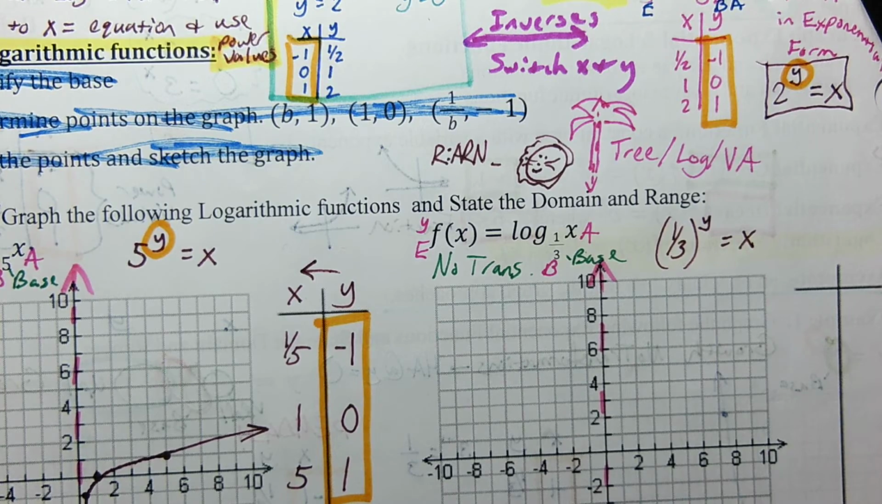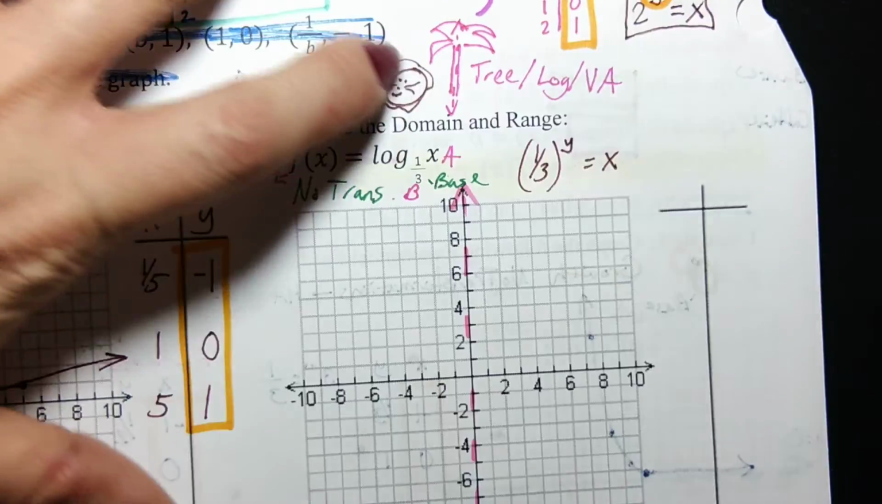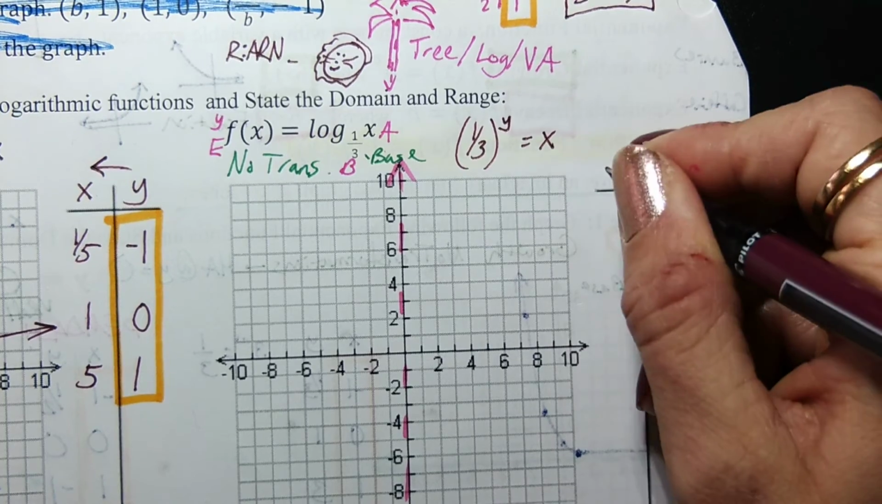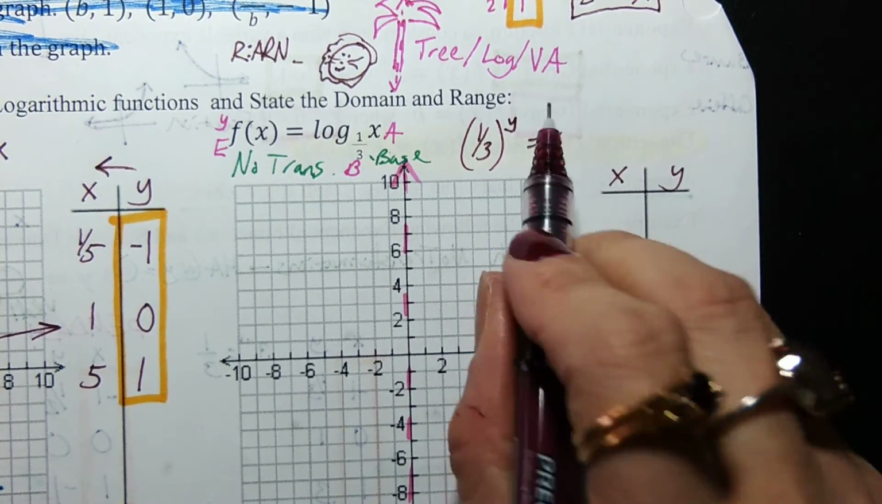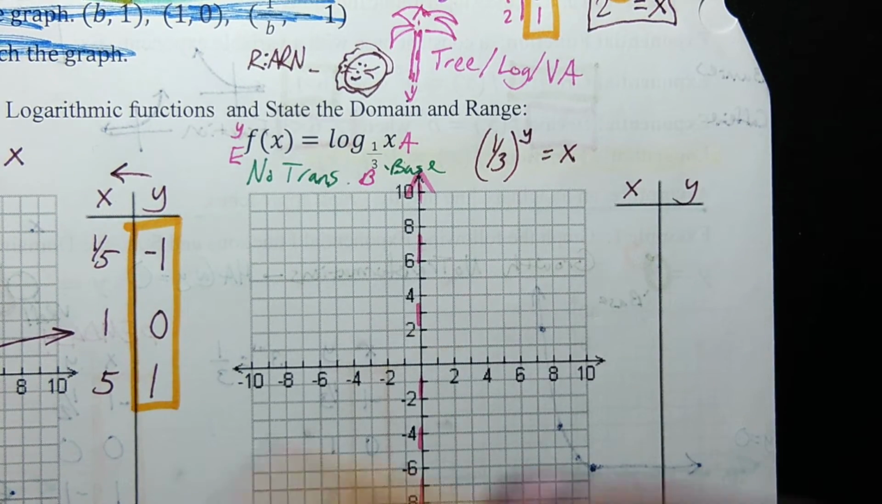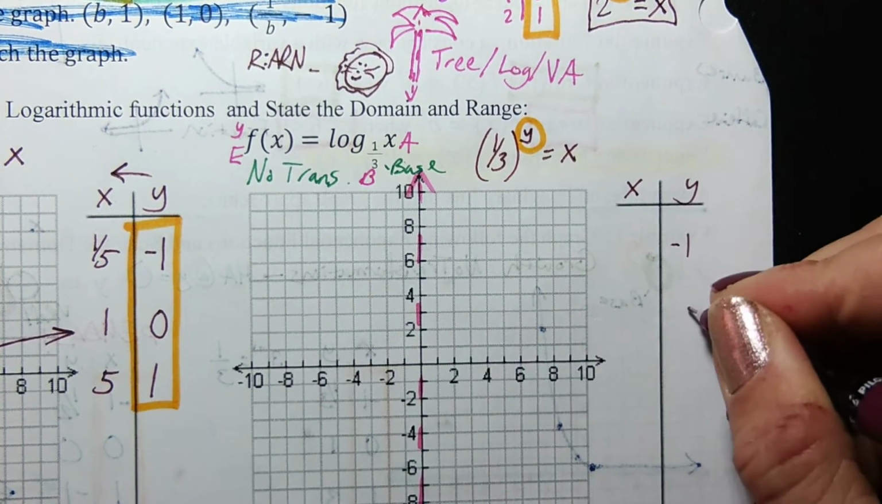So we're going to go ahead and use those power values. So which column am I going to put values in? The y column. So we want to make this be equal to -1, 0, and 1.